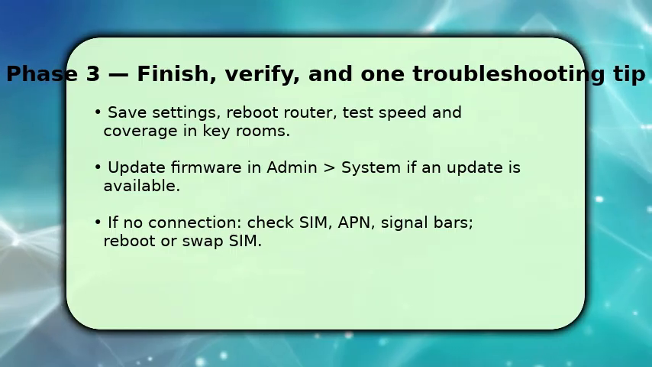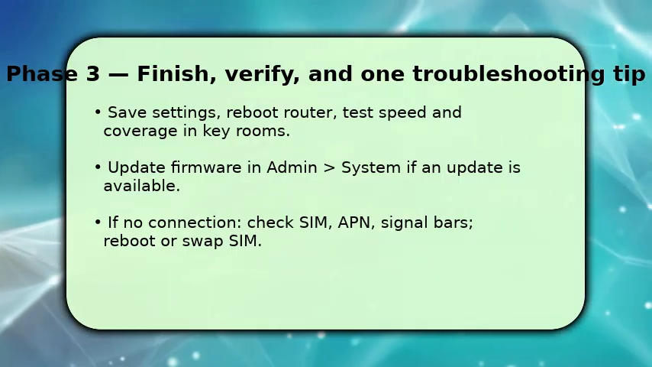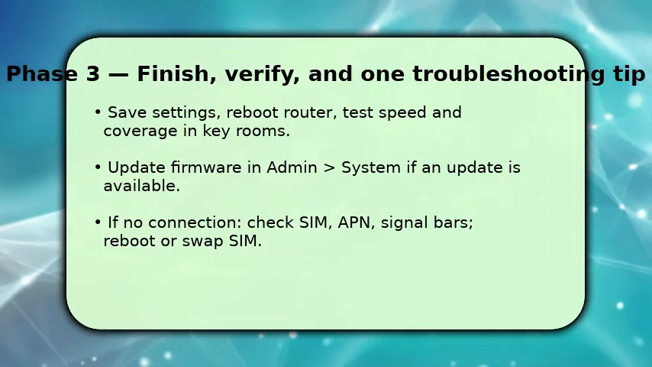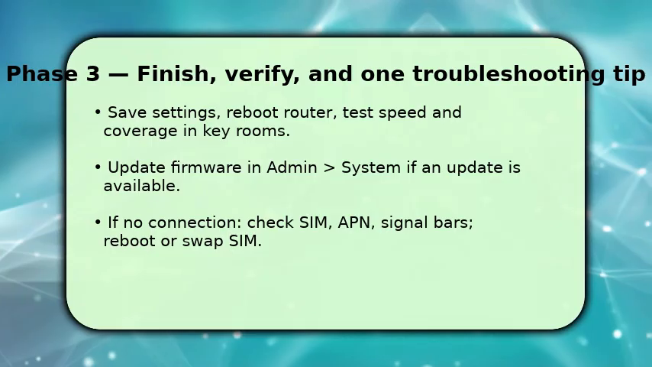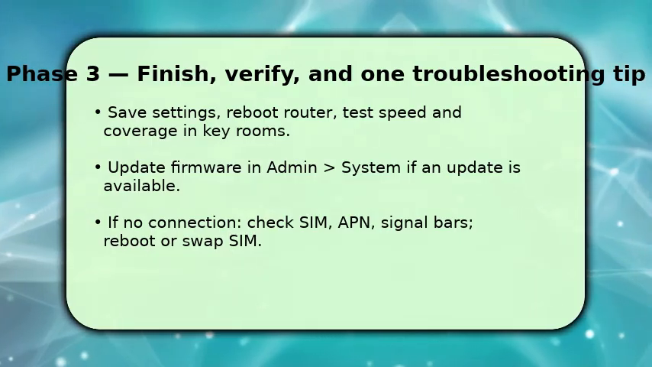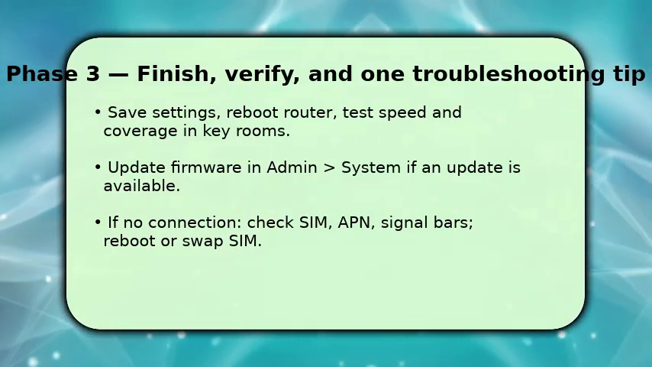If you encounter no connection, check the SIM seating and APN, confirm signal bars, reboot the router, and try the SIM in another device. These steps quickly isolate whether the issue is router, SIM, or network related.